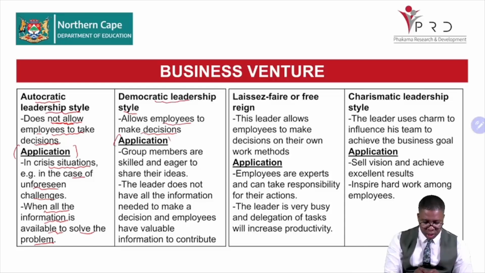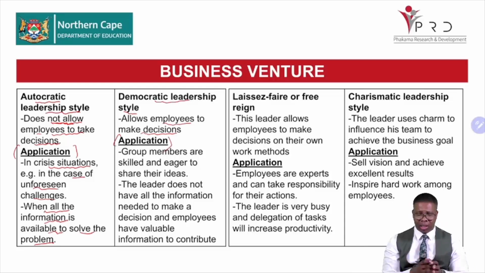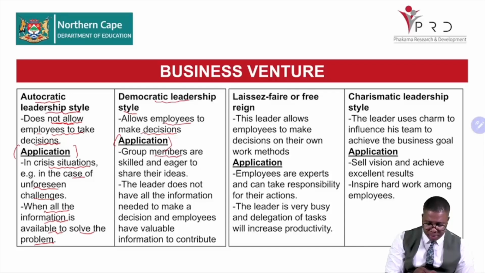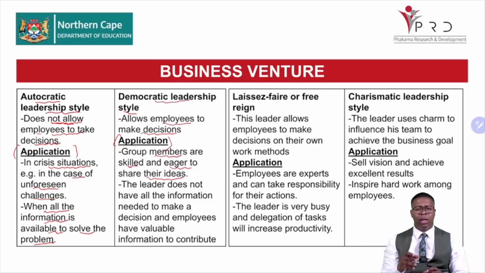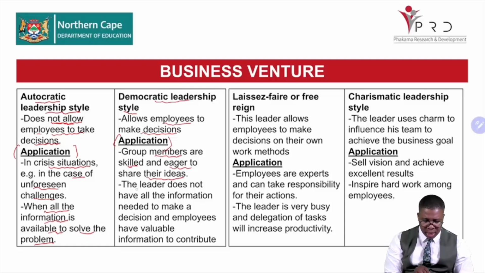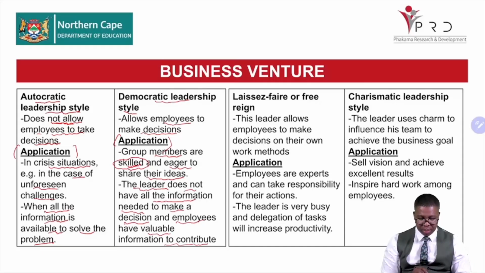Hence, in application, when will the leader use this leadership style? When group members are skilled and are eager to share their ideas. That's number one. When employees are skilled, you use democratic because they are eager to share their ideas. Then, when can the leader use this leadership style again? When the leader does not have all the information needed to make a decision, and employees have valuable information to contribute. Remember, we said you use it when the employees or group members are skilled.